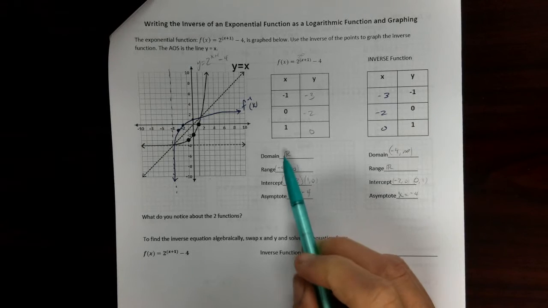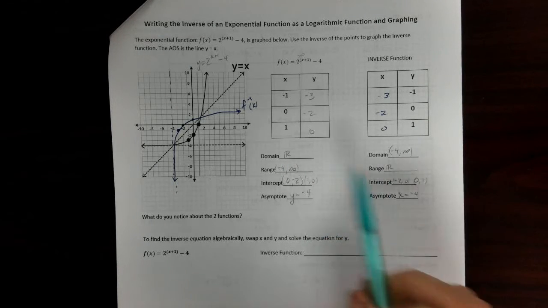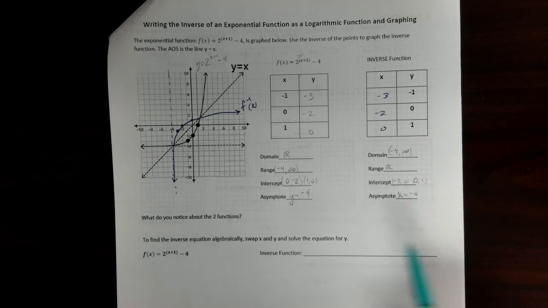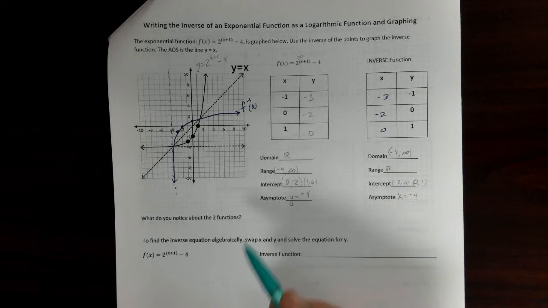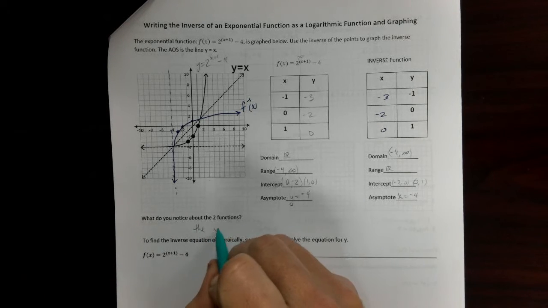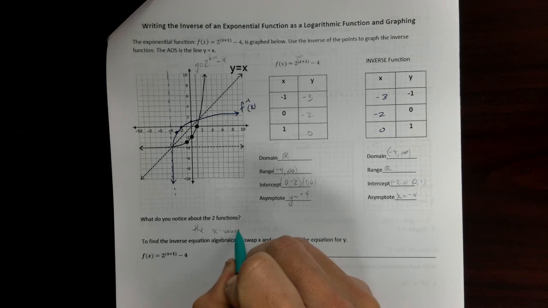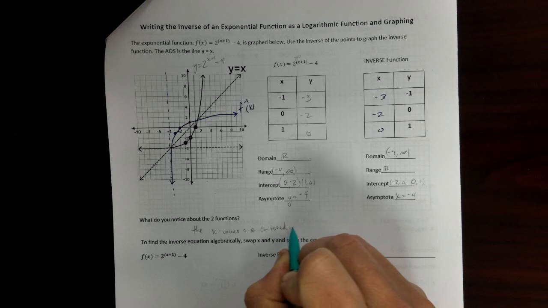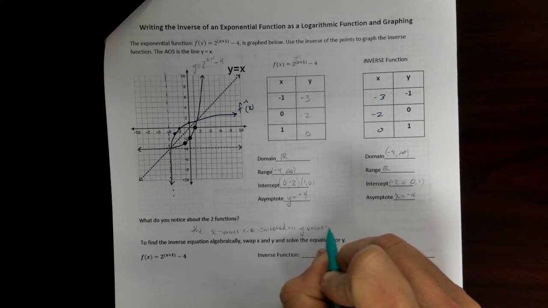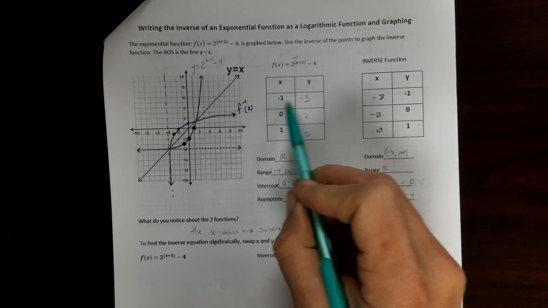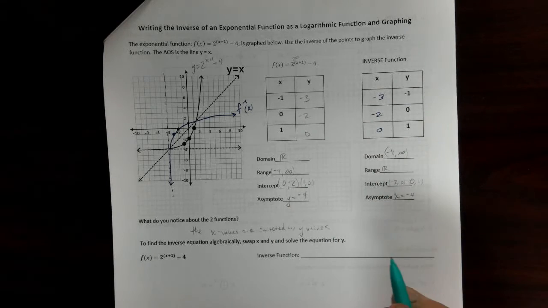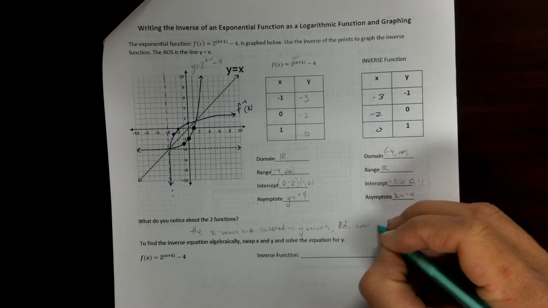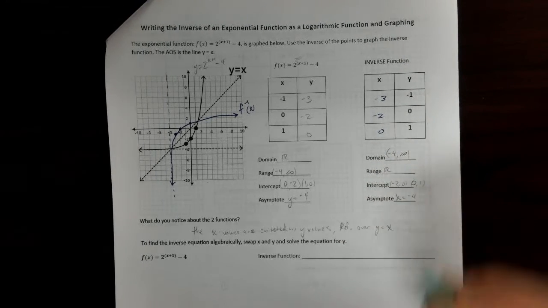So let's look here. My domain and range are flipped. My intercepts have interchanged x and y values. And then instead of the asymptote being y equals, it's x equals. So what do we notice about our two functions? The x values are switched with the y values. Those are interchanged. So this point negative 1, negative 3 became negative 3, negative 1. So they just flipped. Alright, and what do we notice about the graph? The graph is reflected over the line y equals x.